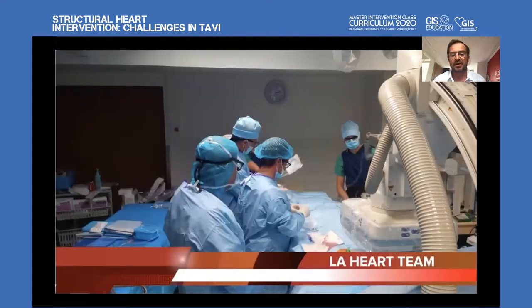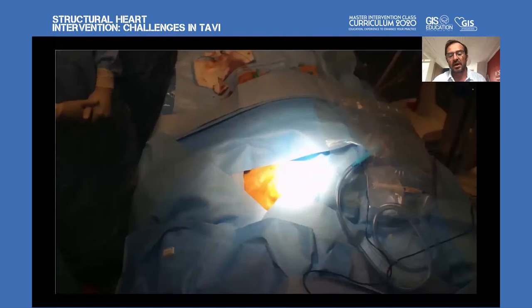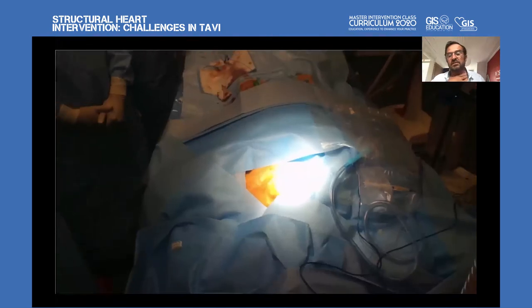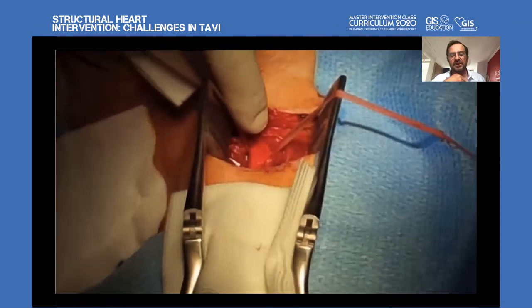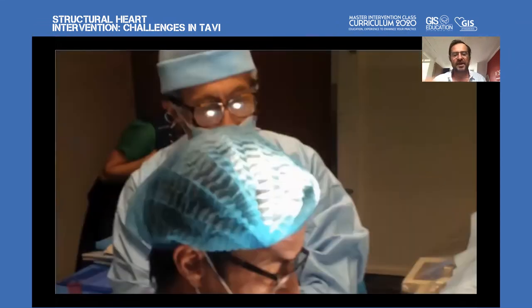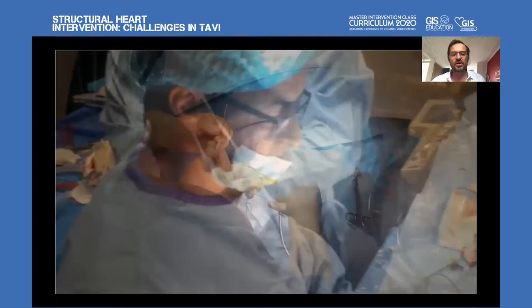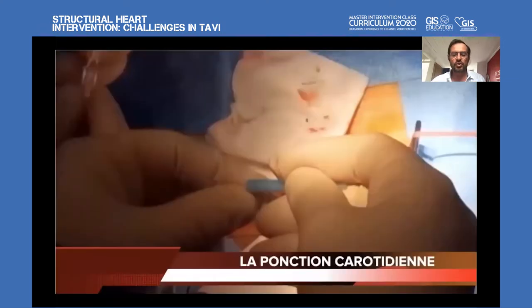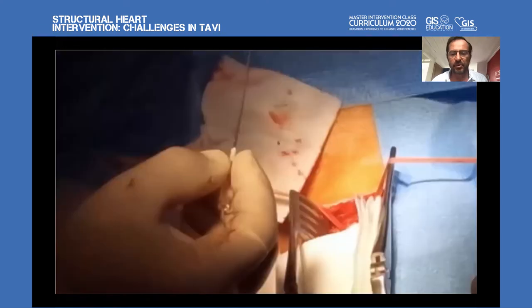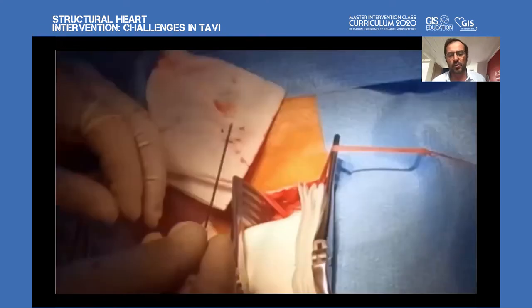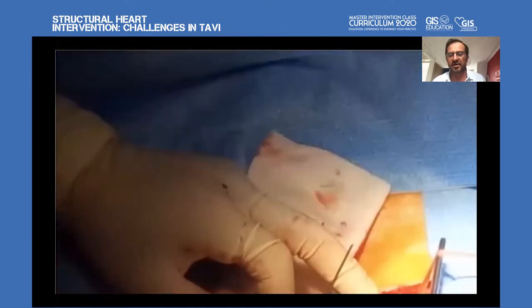And then the access is very easy, and usually the surgeon will have this access, and it doesn't really take time. The very important point is that you will palpate the carotid artery, and you will have the opportunity to make the puncture in a place which is not calcified or thick.